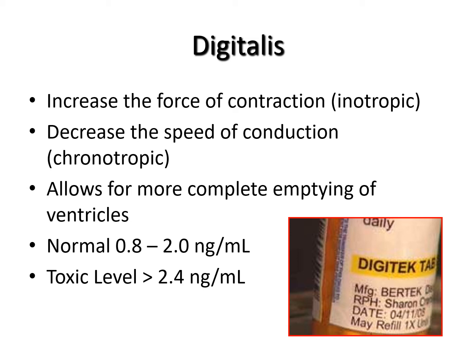Digoxin, or digitalis, is a positive inotropic agent. We use it to increase the force of the contraction in our heart failure patients. It also acts to decrease the speed of conduction through the AV node. It is referred to as a negative chronotrope because it slows down the speed of the electrical conduction through the heart. By slowing down the speed of the conduction, it allows for more complete emptying of the ventricles.